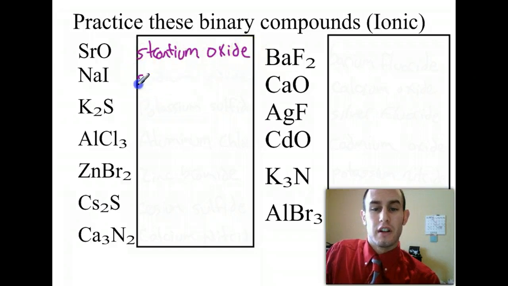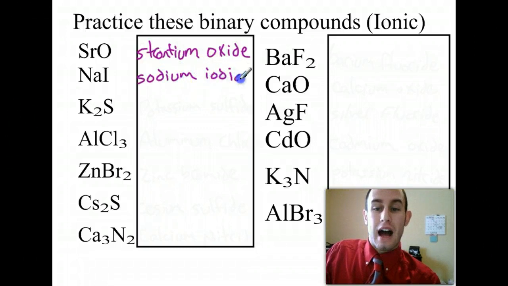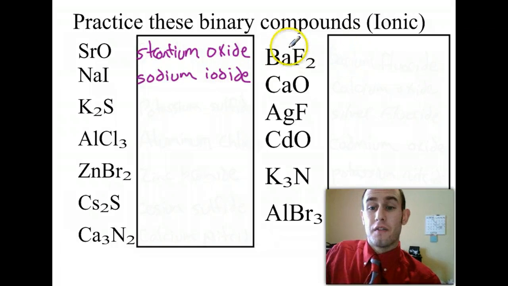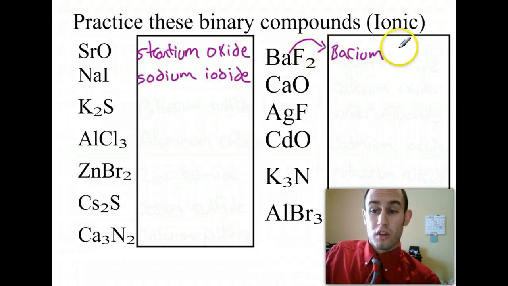Let's try this one here. Sodium, because that's my metal cation, iodide. I drop the INE on iodine and I add IDE. Flip sides here. Take a formula and go from a formula to the name. Well, Ba, that's going to be barium. So I will put in there barium. And then F2 is going to be fluorine, so it becomes fluoride.